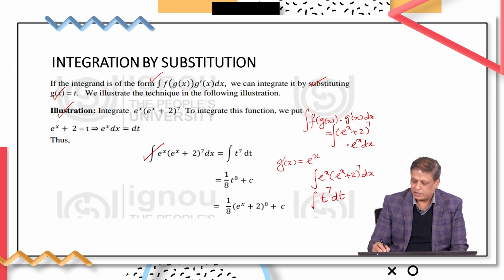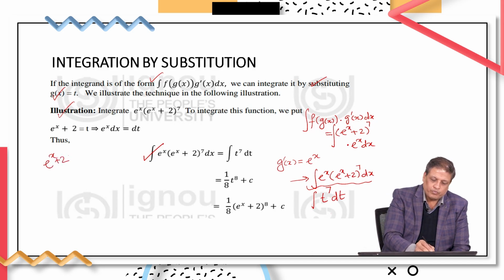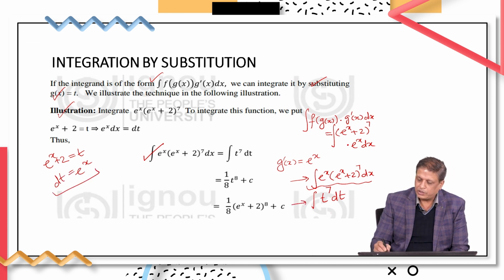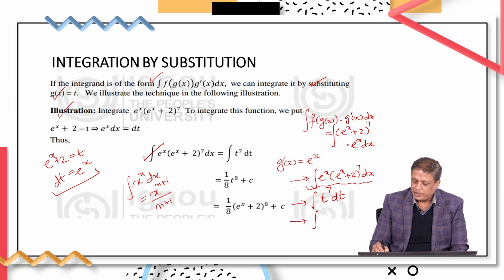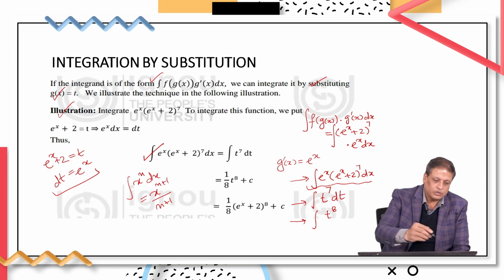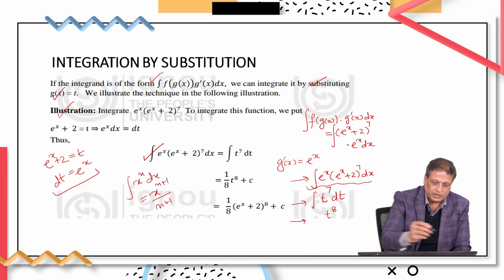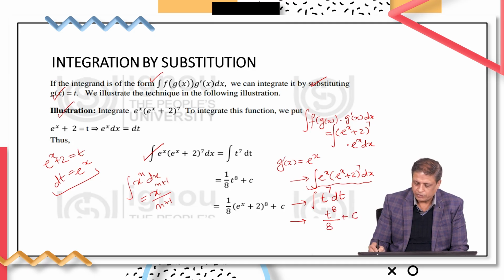So we have simplified the complex integral, (e to the power x plus 2) to the power 7 into e to the power x dx, just by replacing e to the power x plus 2 by t. Replacing it by t, we got dt is equal to e to the power x. Now we can simply apply the formula integral of x to the power n dx is equal to x to the power n plus 1 over n plus 1. Applying the formula, we get t to the power 8 upon 8 plus the constant of integration.